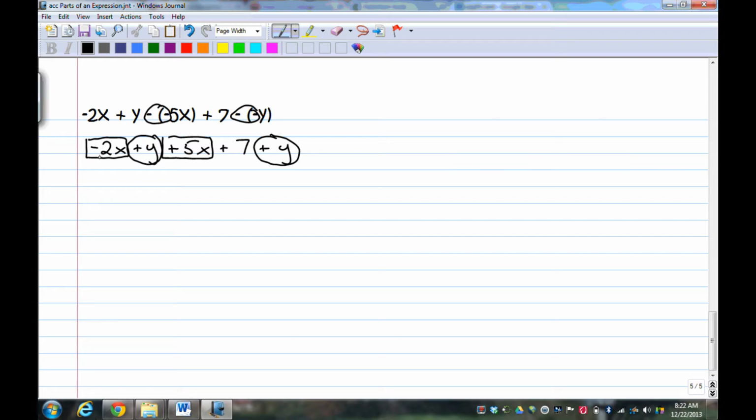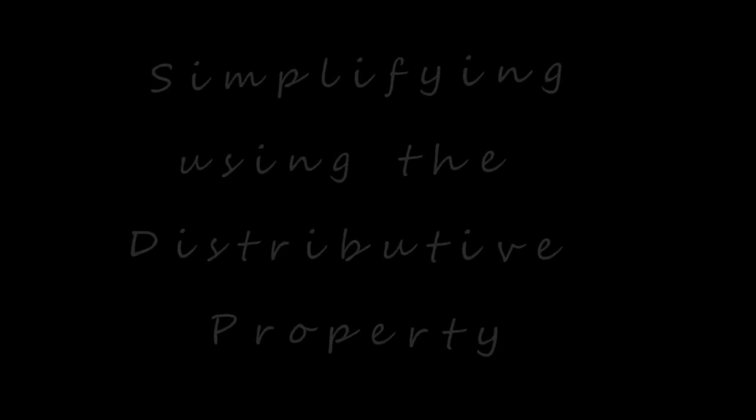So first, I have a negative 2 and a 5 gives me 3. Variable stays the same. I have a y and a y. Now remember, that's a 1y and a 1y. So I have 1 and 1. I now have 2 y's. And then I have the 7 on the end. Okay?